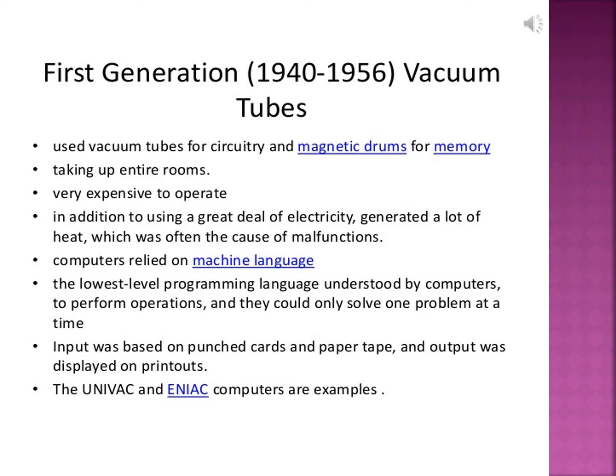Computers relied on machine language, the lowest level programming language understood by computers to perform operations, and they could only solve one problem at a time, which was very time consuming. Input was based on punched cards and paper tape, and output was displayed on printouts. The UNIVAC and ENIAC computers are examples.